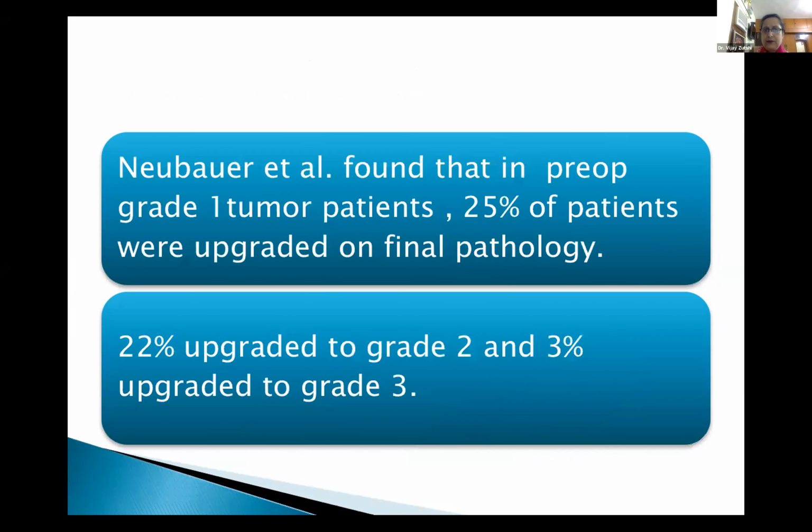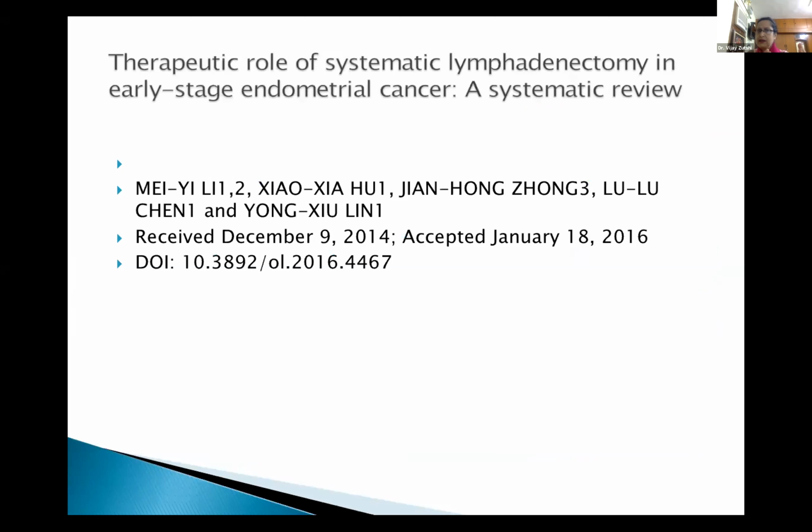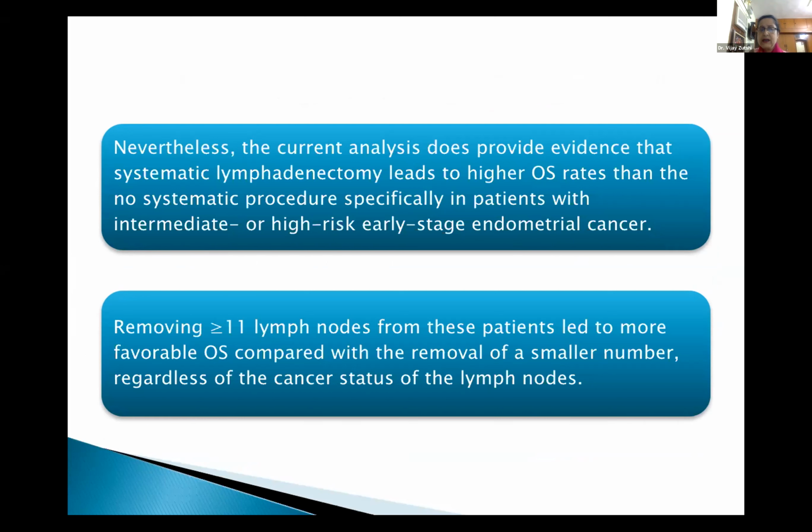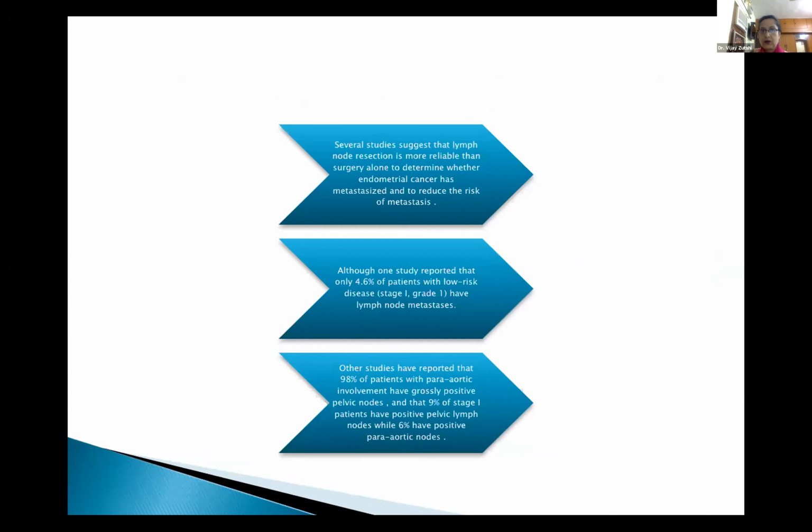Now, for the sake of time, I'll go to some systematic reviews which have been done for this issue. This systematic review, which was done in 2016, said that the current analysis provides evidence that systematic lymphadenectomy leads to higher overall survival rates. Removing more than 11 nodes, which I've already said, will definitely improve the overall survival rate. Several studies suggest that lymph node dissection is more reliable than surgery alone to determine whether endometrial cancer has metastasized and to reduce the risk of metastasis.